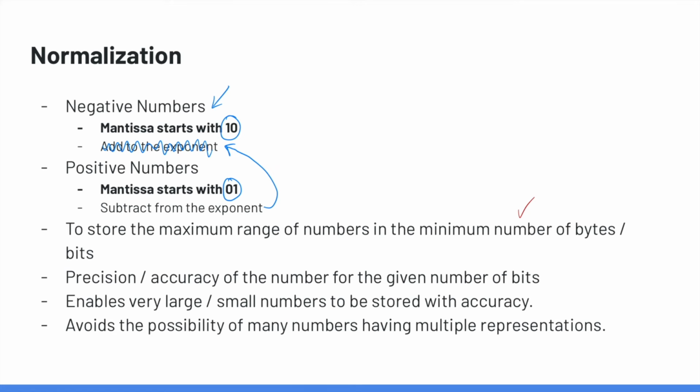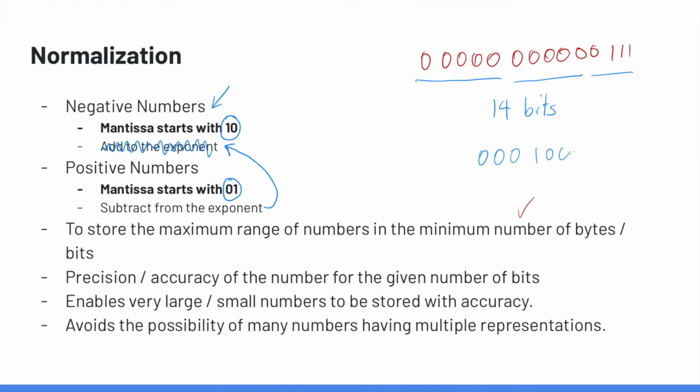Because again, if we have a mantissa that looks like this, 0, 0, 0, 0, 0, 0, 0, 0, 0, 0, 0, 0, 1, 1, 1. Now this is like 5 digits. We got 5, got another 5, we got another 4. So that's like 14 bits. And then maybe we have like 8 bits for our exponent. Our exponent is like 0, 0, 0, 1, 0, 0, 0.